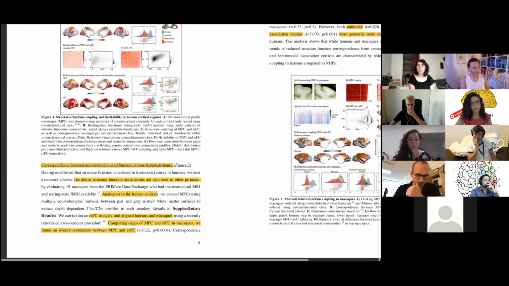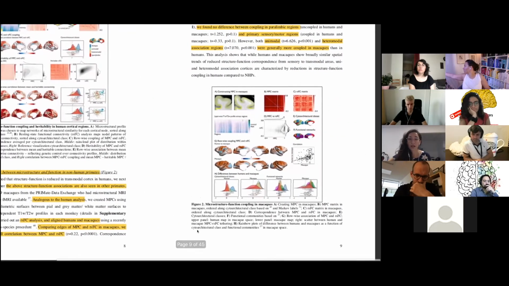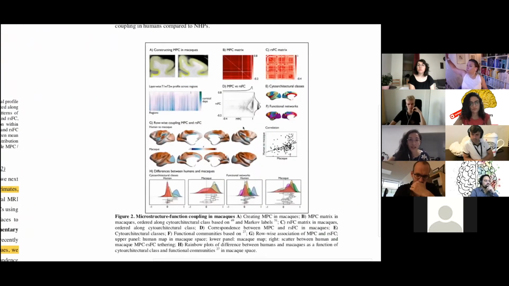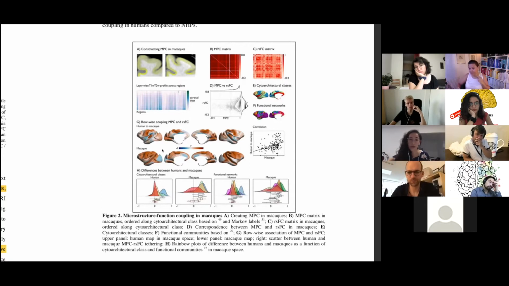And then they compared the structural and functional matrices for the macaques and found a correlation between the structural and functional matrices similar to those of the humans. They see weaker correlation for transmodal cortices and higher correlation for unimodal ones.